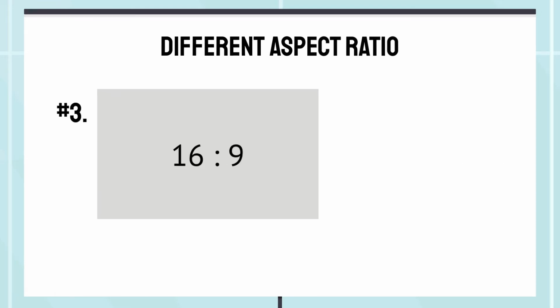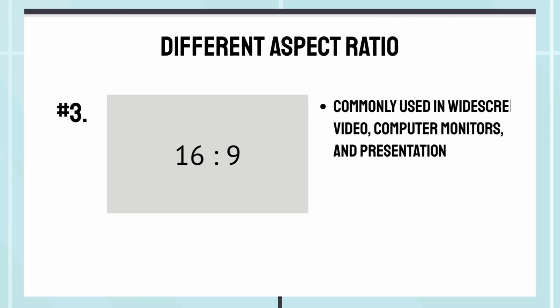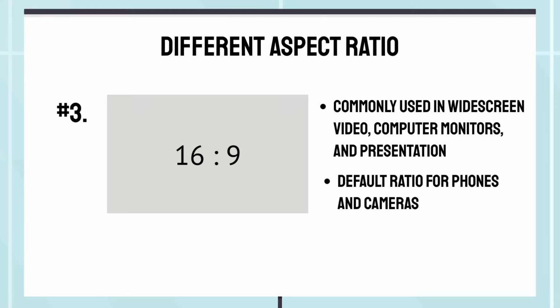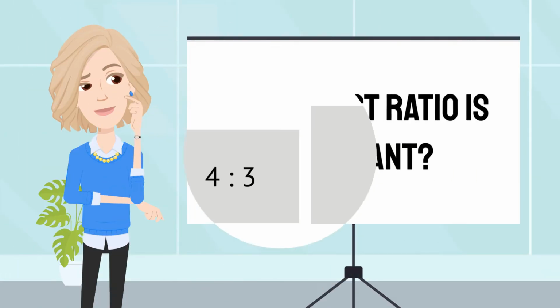Third, 16:9. Televisions have evolved to include the popular widescreen, with an aspect ratio of 16:9. Widescreen video, computer monitors, and presentation slides typically have an aspect ratio of 16:9. In fact, most phones and cameras will default to recording videos at this ratio. These are just different examples of aspect ratios.